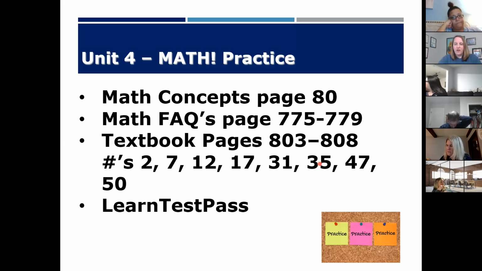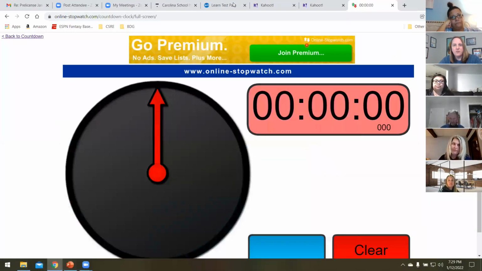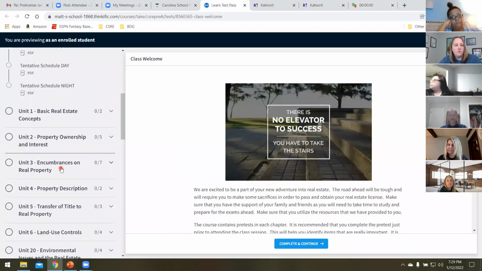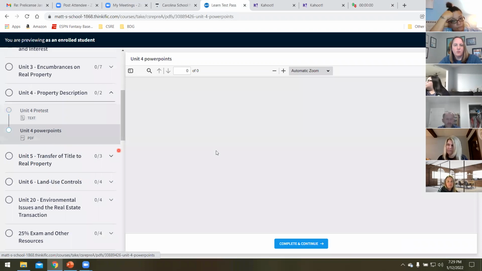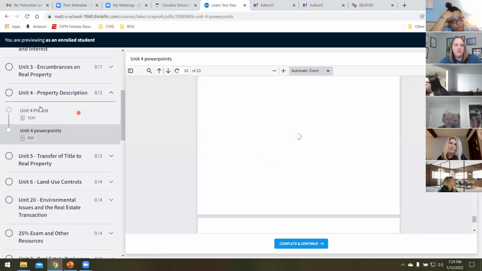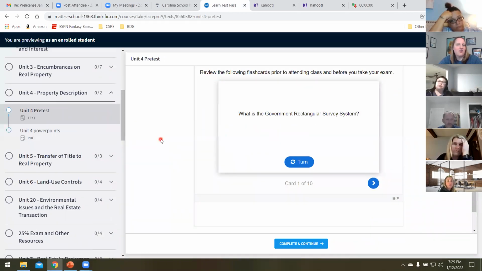So real quick before break, everybody have this? Everybody good? PowerPoints are on Learn Test Pass. So let's go into Learn Test Pass. In the Unit 4 material, there's just the PowerPoints and a little pretest. So again, you have those page numbers, everything we just talked about. And the pretests are like these little virtual flashcards. Have you guys played with these yet? They're good. I kind of like them, online flashcards.